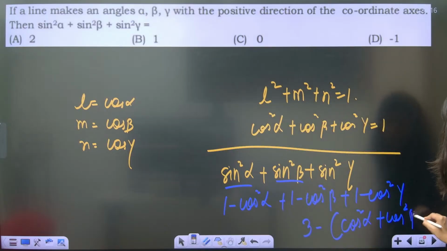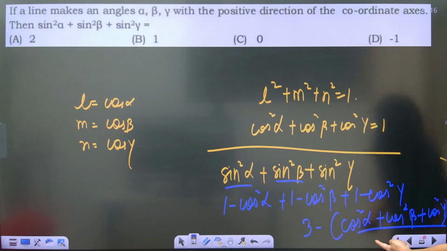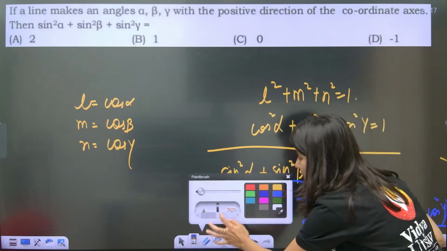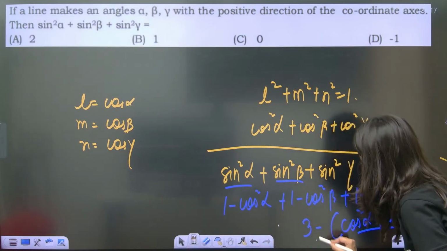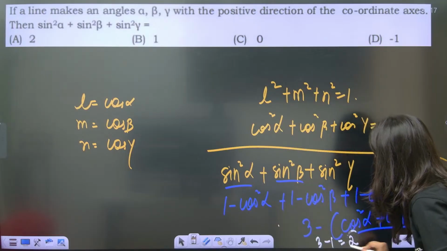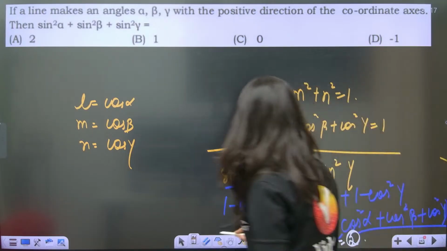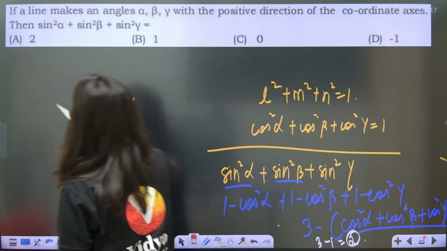Cos square beta plus cos square gamma. So now cos square alpha plus cos square beta plus cos square gamma is 1. I hope it is visible. So this is 3 minus 1. So that is going to give you 2 as the right answer. And I feel that you should remember this result as well.